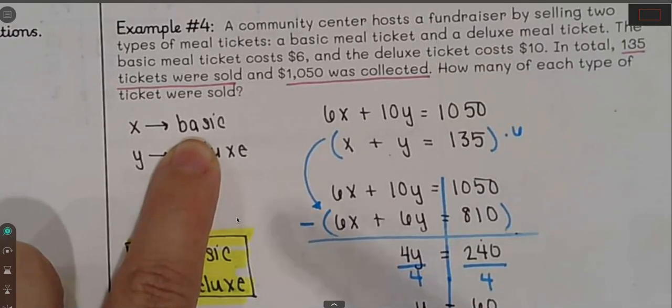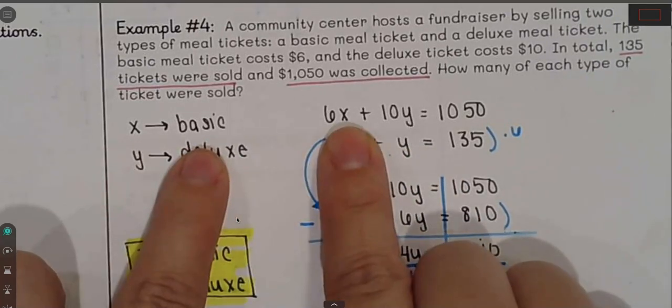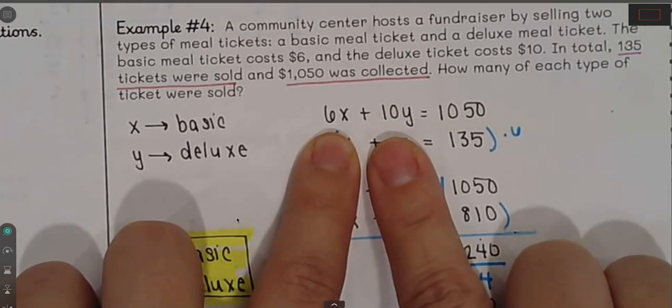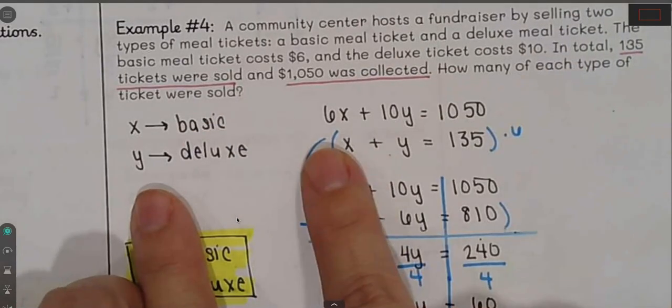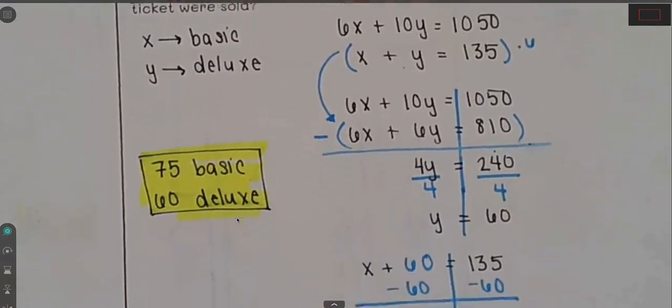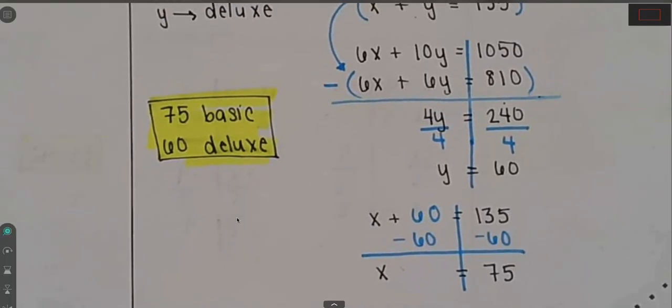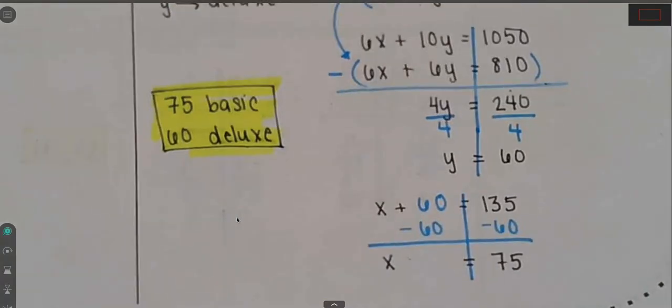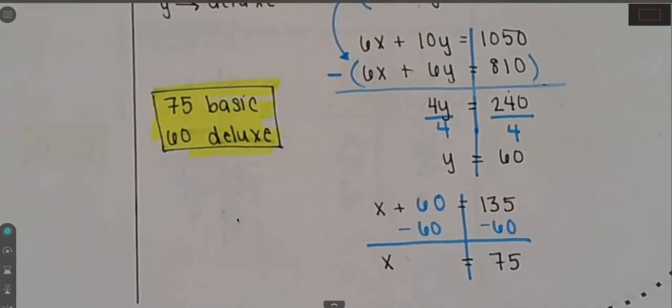But whichever one you use, make sure you're consistent. So I know that I've selected x to be the basic ticket and y to be the deluxe ticket. That's how I know x has to be multiplied by 6, y has to be multiplied by 10. If I had switched it, it would be 10x plus 6y. And then you'd get the opposite. So it doesn't matter. The only thing that matters is that you're consistent the whole problem. If you switch it halfway, you'll get it wrong. But again, one of the most common mistakes I see is that people will do everything right, and at the very end, they'll just switch the variables and put them in the wrong place.